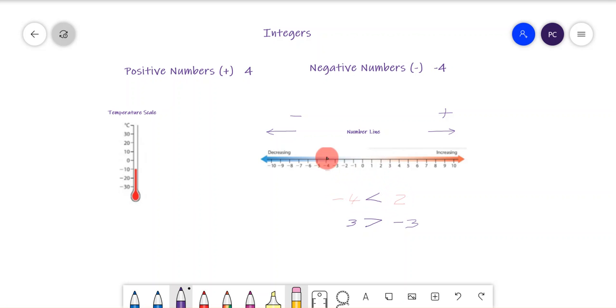You can see that -4 is here on the number line, and +2 is here on the number line. So as you go across to the right, the value gets bigger. As you go across to the left, the value gets smaller. And so +3 is greater than -3. This number line goes on in both directions to infinity. So that is integers. That's a quick introduction to positive integers and negative integers. It's important that you're able to identify the different types of integers. You have positive and negative, they're positive and negative whole numbers.